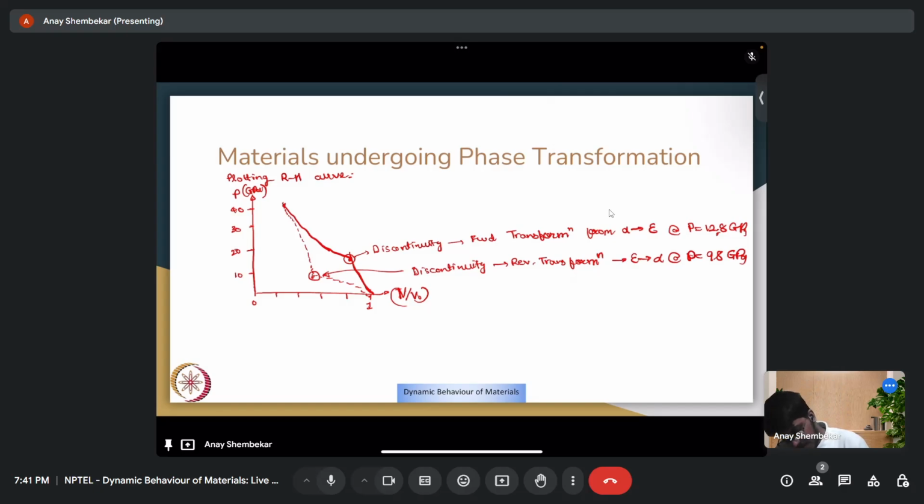So what is important to note here is that a hysteresis loop is formed, going alpha to epsilon and then returning back from epsilon to alpha. So during this whole process, some debris are left behind. These debris change the residual hardness.